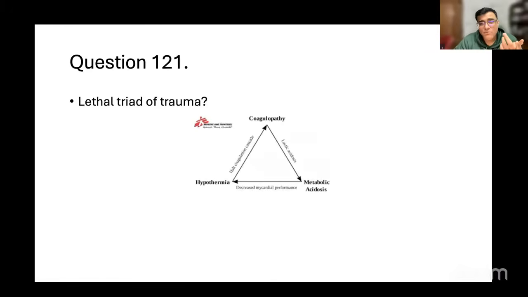Lethal triad of trauma. I think very few questions came from trauma this year, only one or two: the massive transfusion protocol and this lethal triad of trauma. Coagulopathy, hypothermia, and metabolic acidosis is the lethal triad of trauma. If you say tetrad, then you add hypocalcemia also. But the classical lethal triad is coagulopathy, hypothermia, and metabolic acidosis.